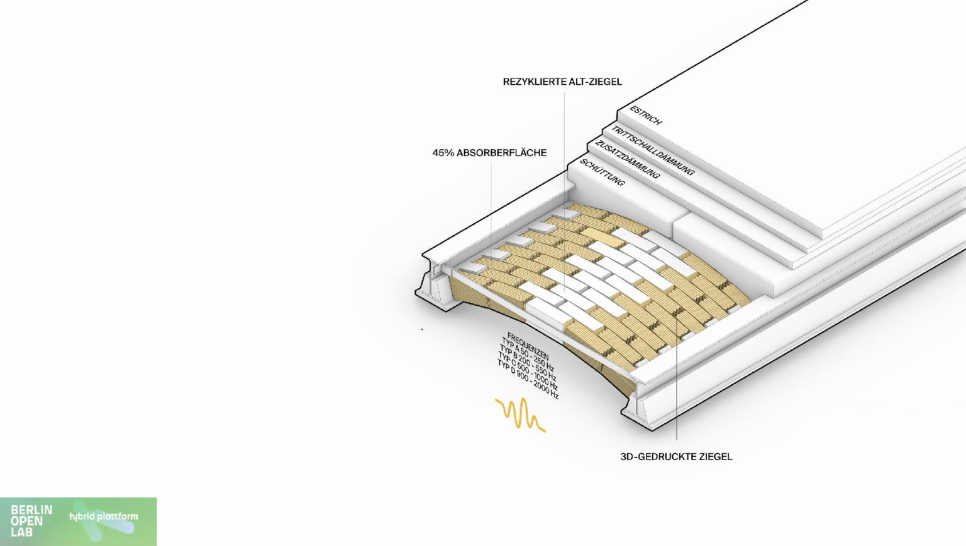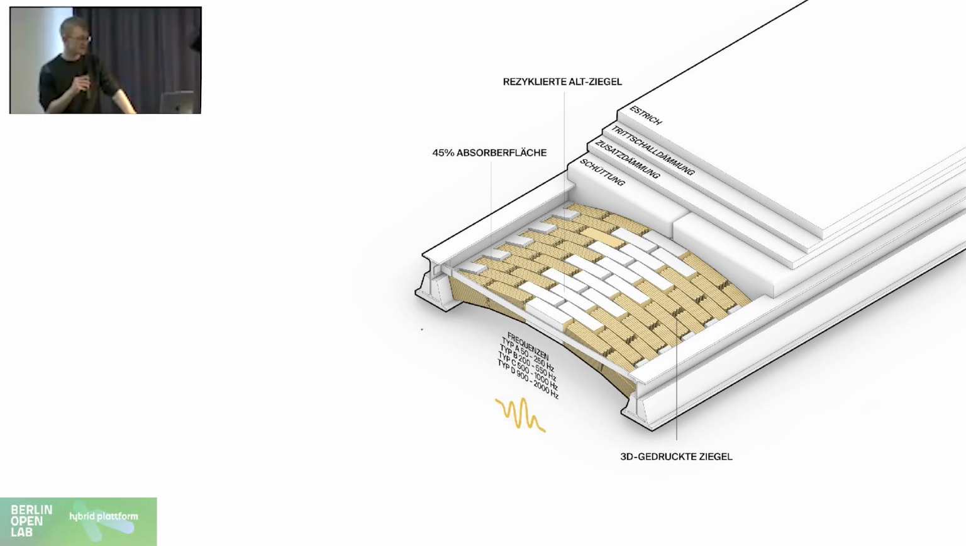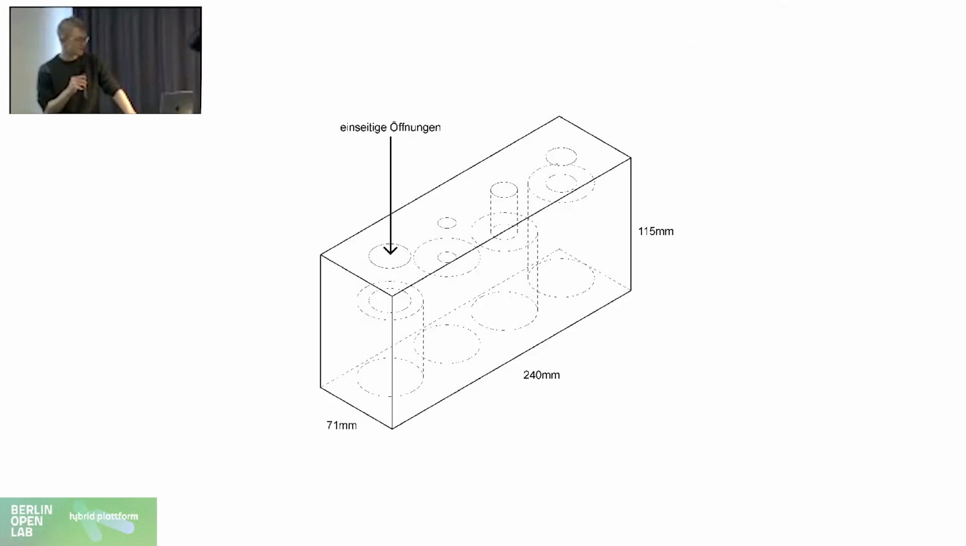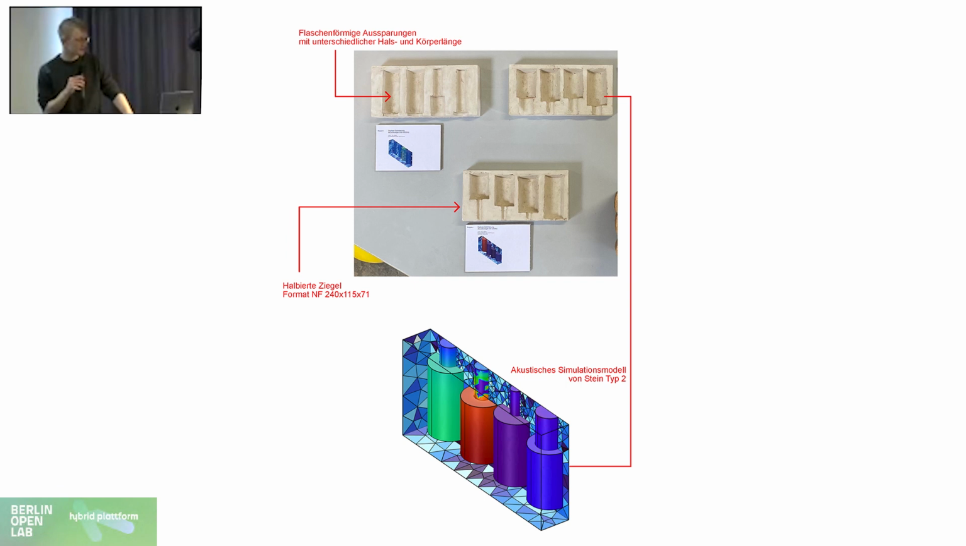So the first one, the acoustic transformation, is that we try to bring these Helmholtz-Resonatoren to the scale of a brick. So this is again the principle of these Helmholtz-Resonatoren, which are these bottle-like structures that we want to bring into the brick. These were the first prototypes.